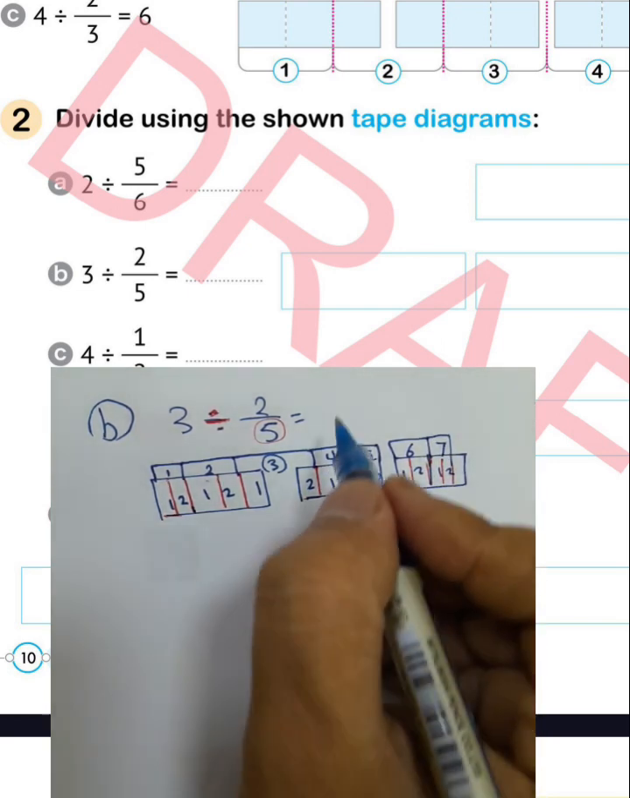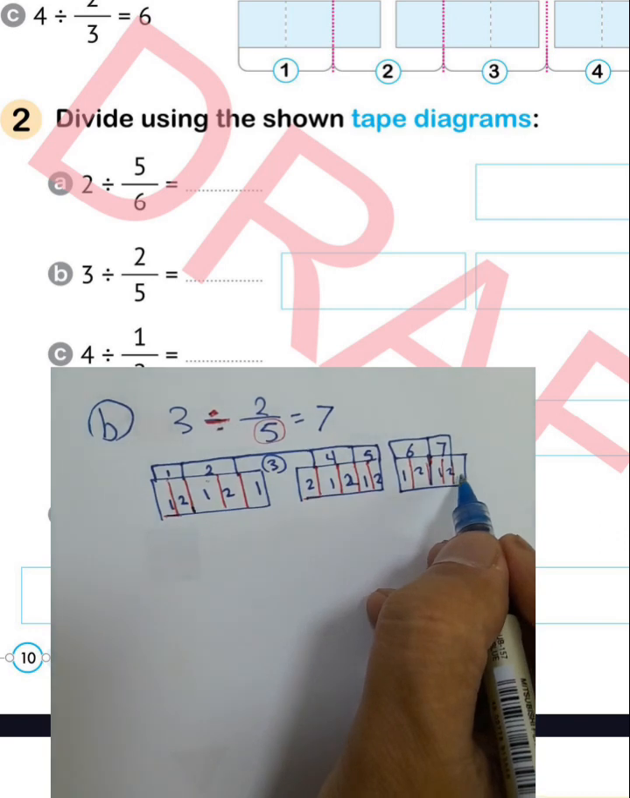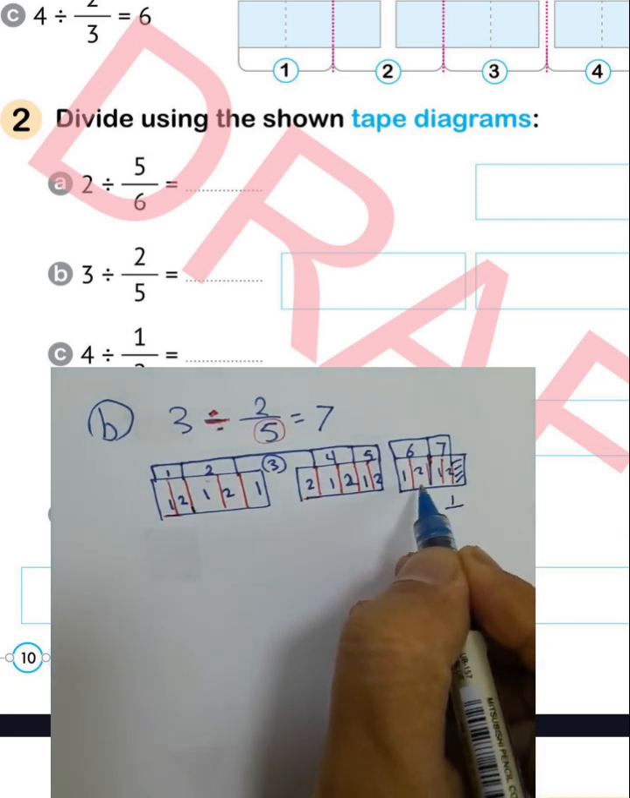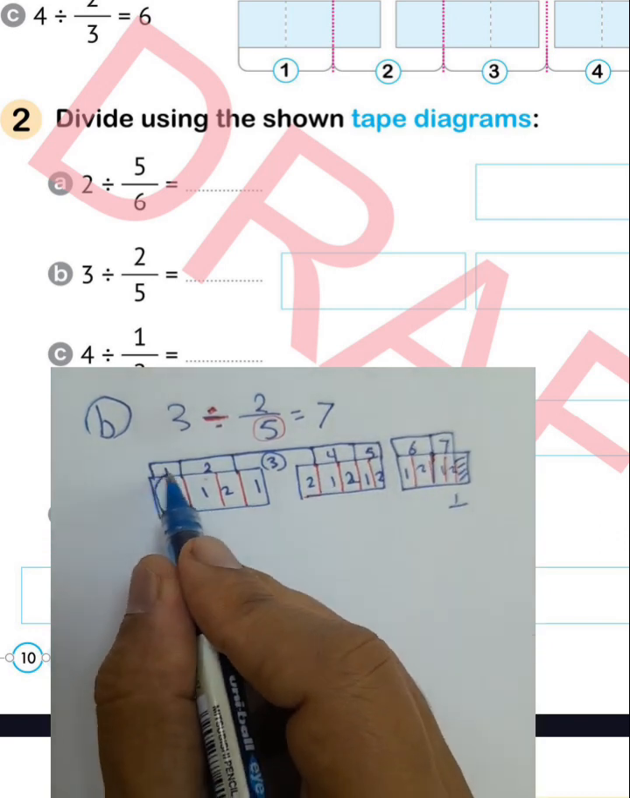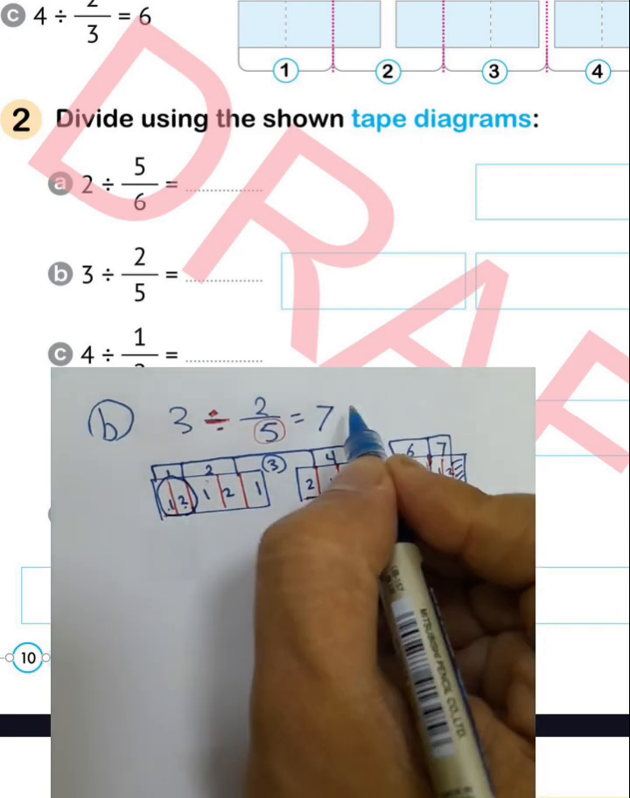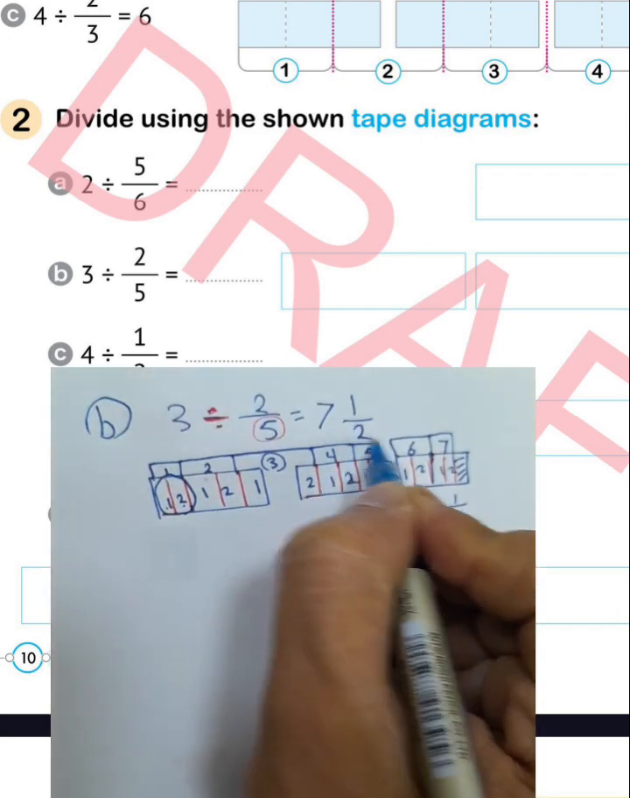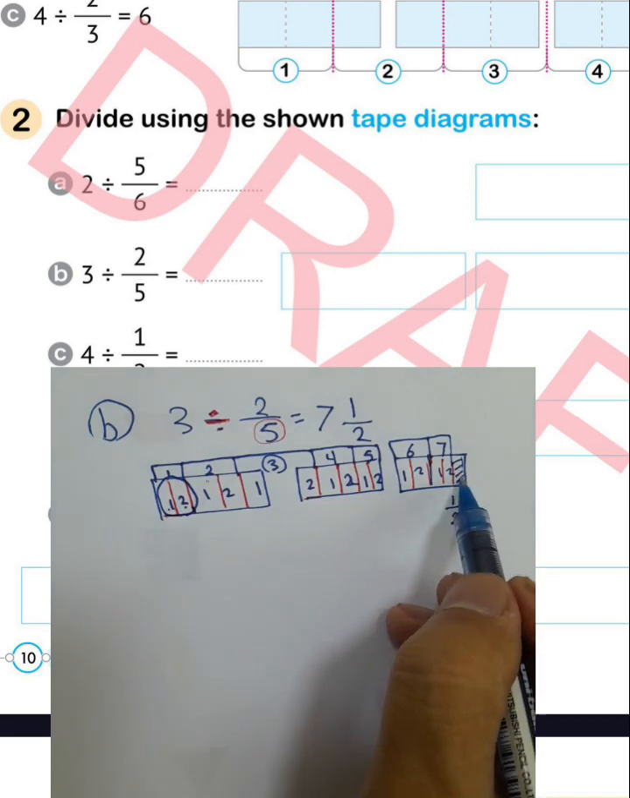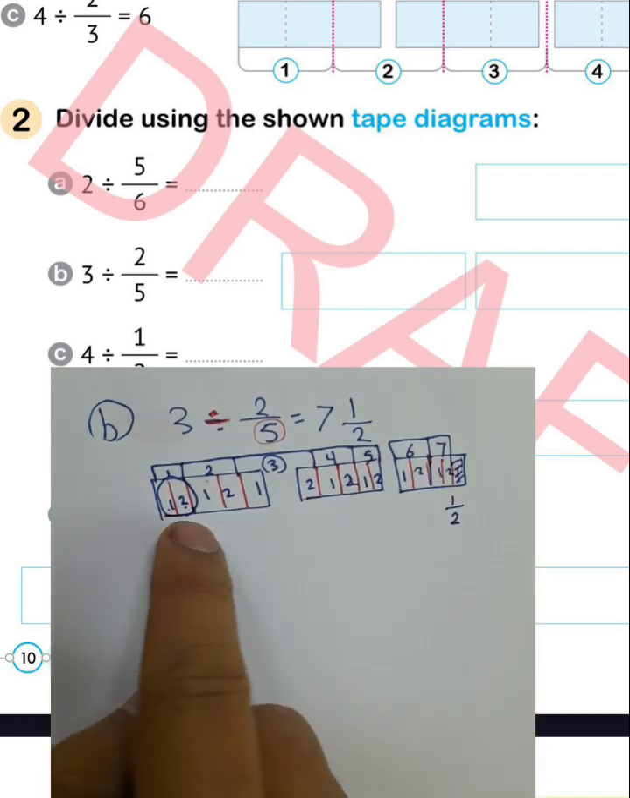Then we have 7 groups, and the remainder here is 1 part, from how many parts? 1, 2 in each set. Then you can write 7 and 1/2. Okay, again, this part is 1 part from 2 elements in each group.